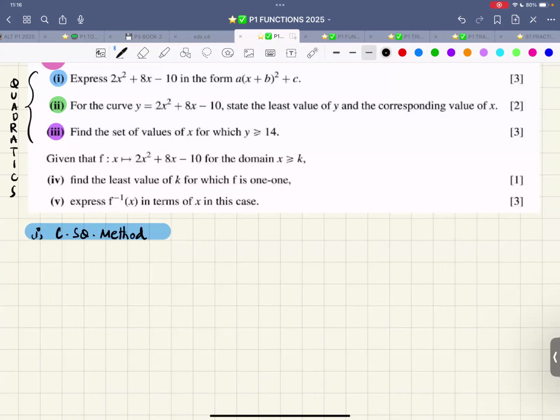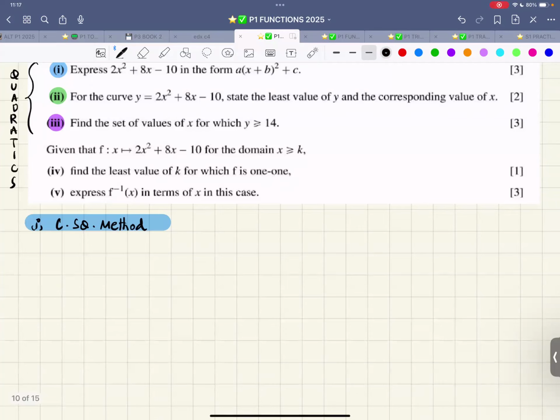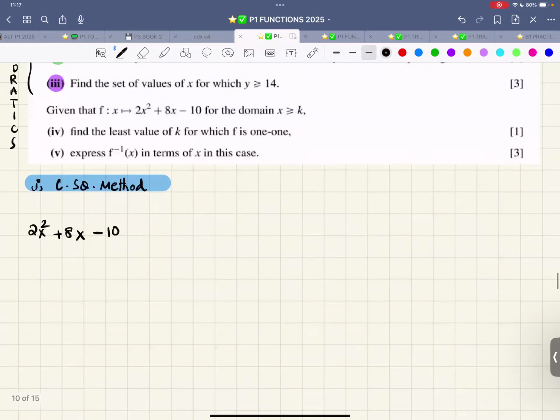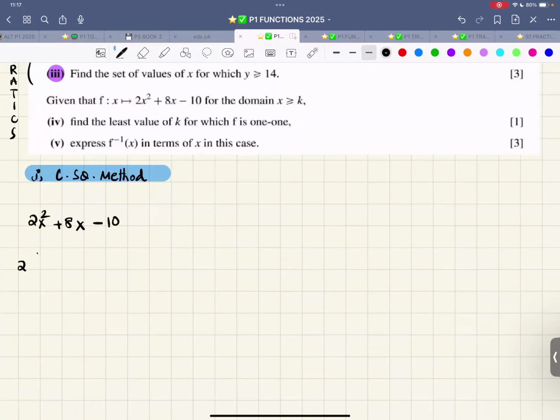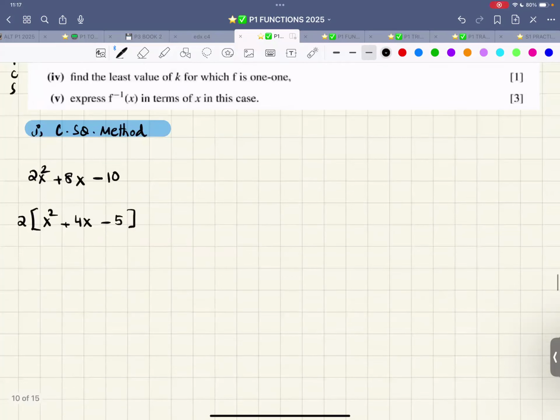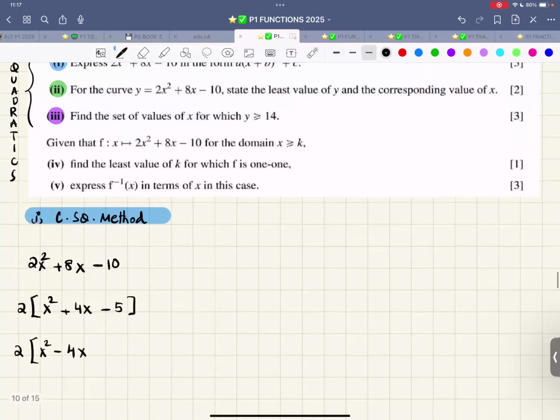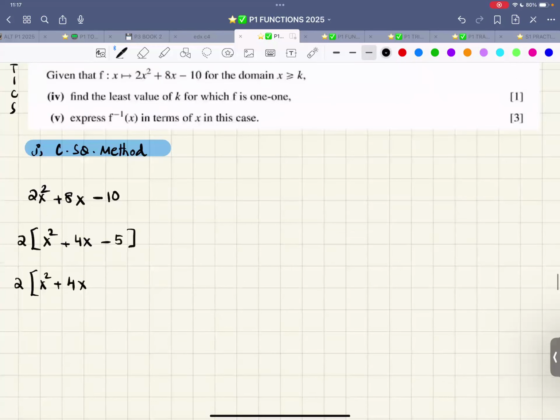Now it says express this in this form. So 2x squared plus 8x minus 10. What is the first step? Make sure the coefficient of x squared is 1. So 2 is common: 2 times x squared plus 4x minus 5. Now let the 2 remain on the outside. X squared plus 4x. Let me just double check, that is plus, my bad.